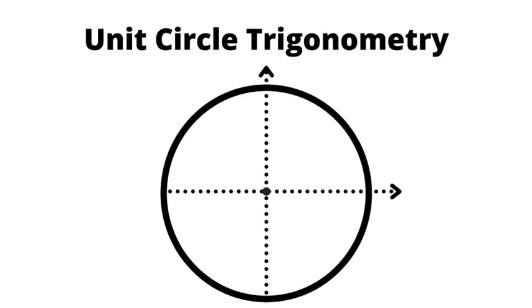So when a unit circle is on a Cartesian plane, it has a horizontal axis and a vertical axis, and it's divided into 4 quadrants. Quadrant 1 is a positive quadrant for x and for y. Both axes have positive values. Quadrant 2 has a positive y-axis but a negative x-axis.